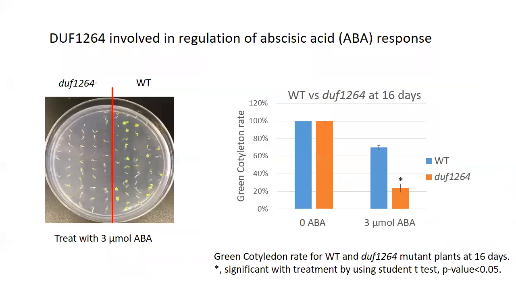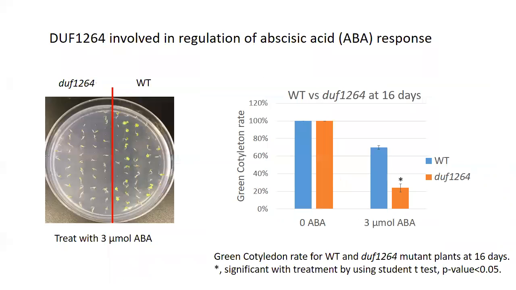I treated wild type and the DAF pentap mutant, in which all five genes are mutated, with the plant hormone ABA, abscisic acid. I show the picture here. We could see after I treated with 3 micromolar ABA, the left is the DAF pentap mutant, and the right is wild type.